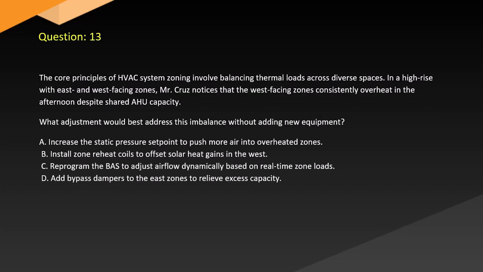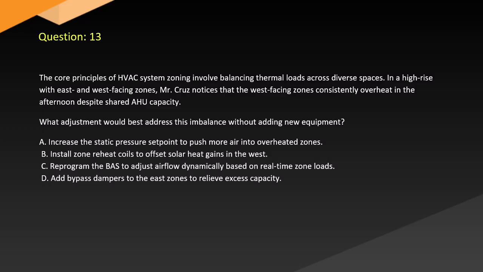Question 13. The core principles of HVAC system zoning involve balancing thermal loads across diverse spaces. In a high-rise with east and west-facing zones, Mr. Cruz notices that the west-facing zones consistently overheat in the afternoon despite shared AHU capacity. What adjustment would best address this imbalance without adding new equipment?